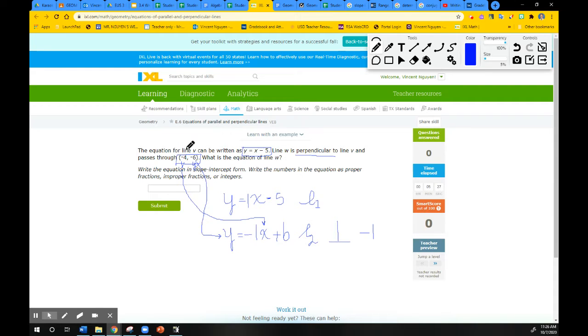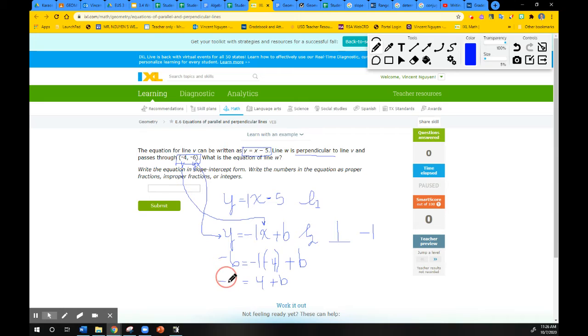So instead of y, I'm going to put negative 6 here, equals negative 1 times, and I'm going to put that in parentheses, negative 4, plus b, because I'm trying to solve for b. I don't know what it is. Now I'm going to simplify this mess. Negative 1 times negative 4 turns out to be positive 4 plus b. And then the negative 6 is still there.